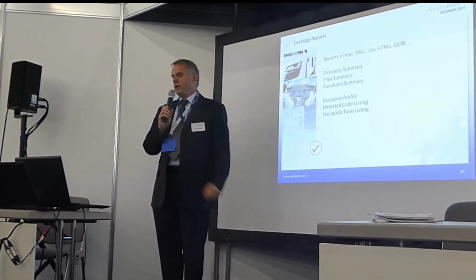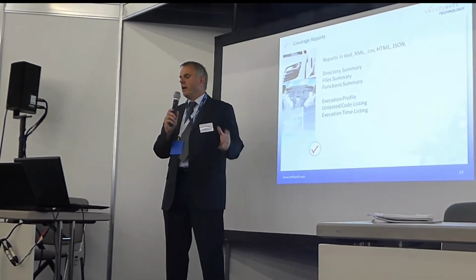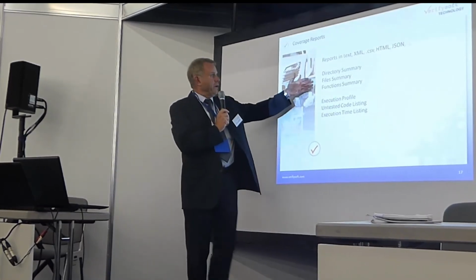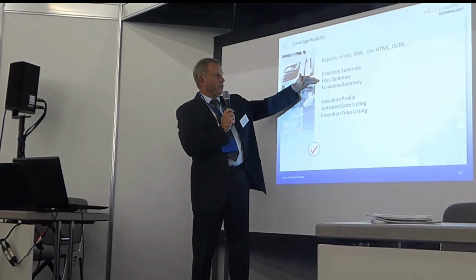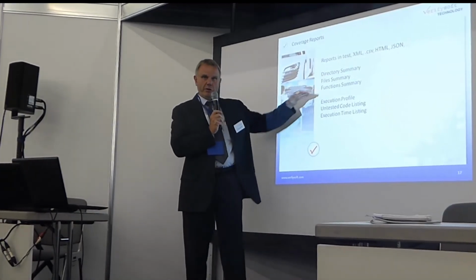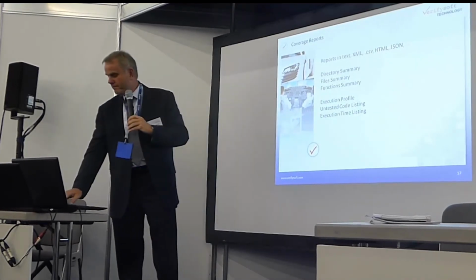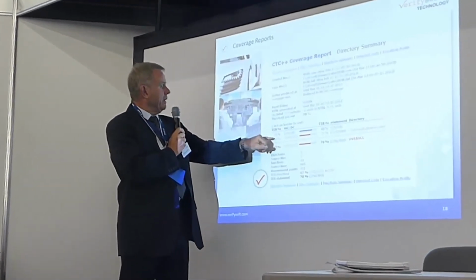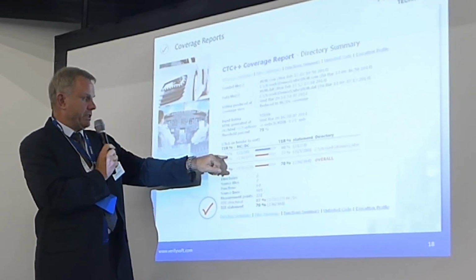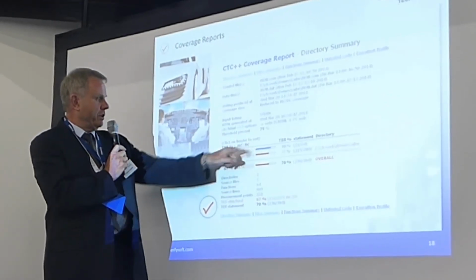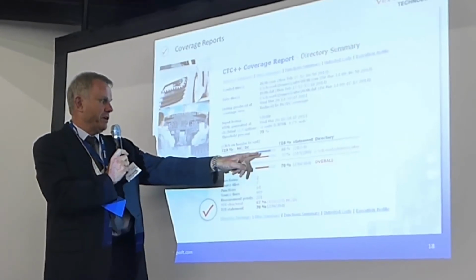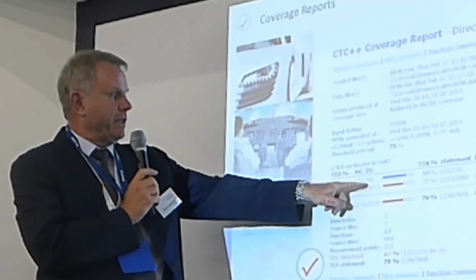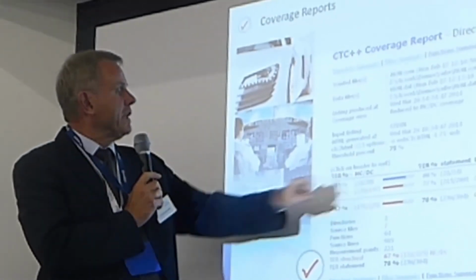The reports are in text, XML, CSV, and out of this we generate HTML and JSON reports. We have for each part of the software, for the directory, for the file, for the function, a summary, and we have different reports. I will show you that. So here's the CTC++ report for a directory. Here, for example, you see that 75% is already covered. We have set the threshold here to 70, so 70 or whatever, it's blue. And here it's not yet enough, it's red. Here, 21 of 28 test cases are done, so there are 7 test cases missing.